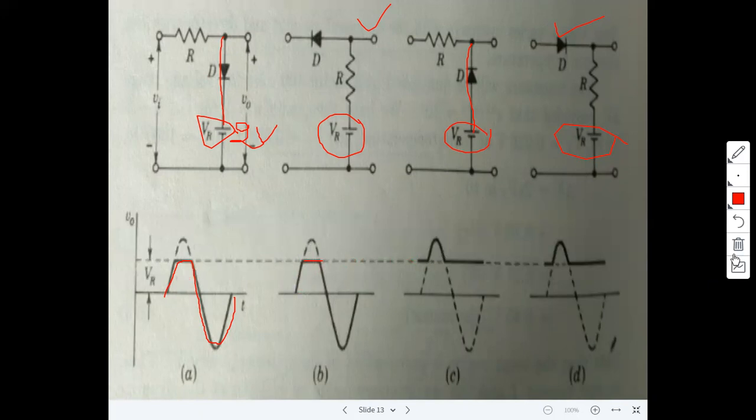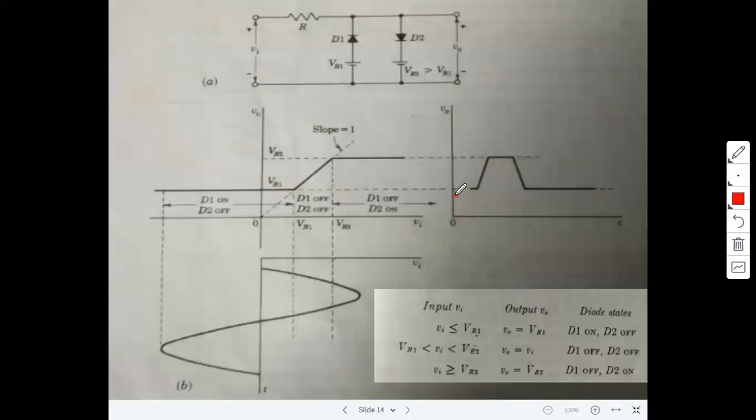Here in these four, in the first and second, above the reference voltage is eliminated. In the third and fourth, below the reference voltage is eliminated. Now the observation here is that only one level is clipped, either the positive level or the negative level. In the coming class, we will see the two-level clipper. Two reference voltages, two levels are clipped, right? This concept is discussed in the next class.